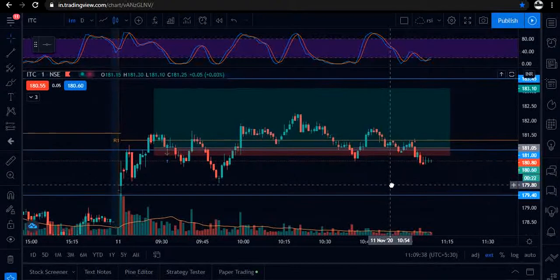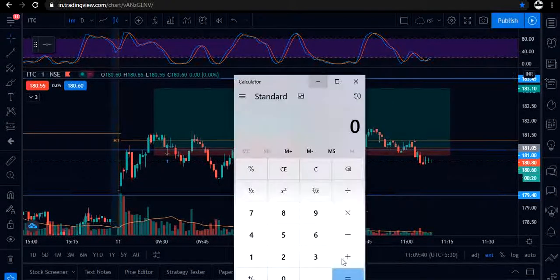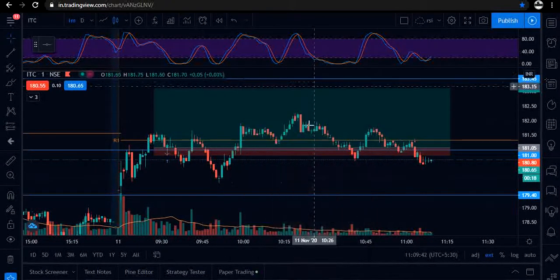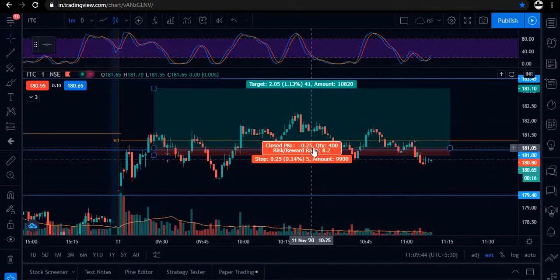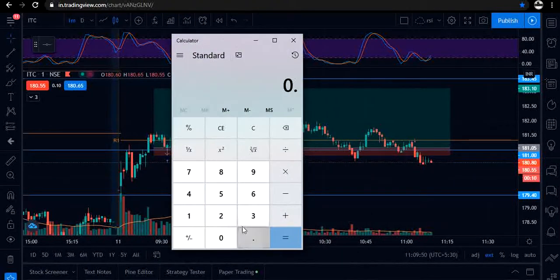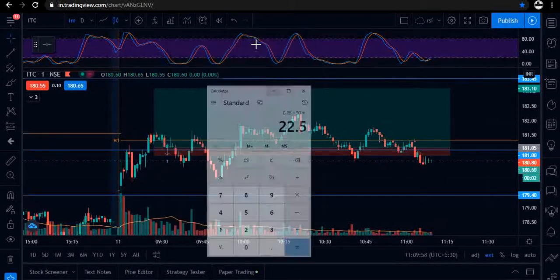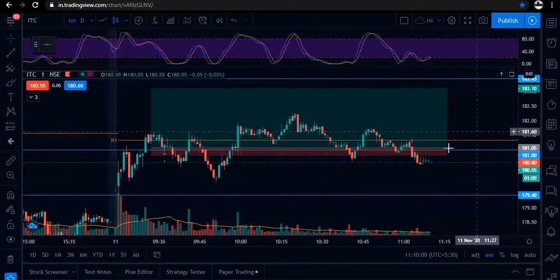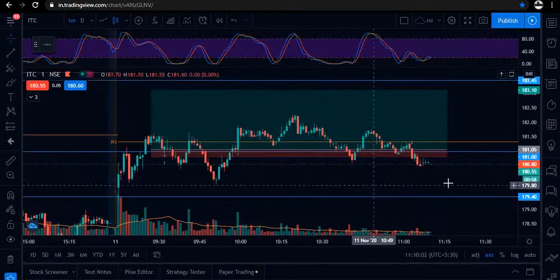Now first let's calculate today's loss. Here's the calculator, and our total stop loss points were 0.25 paisa. So 0.25, and the quantity was 90. So our today's total loss is 22.5 rupees. So traders, now let us come on to our today's learning.